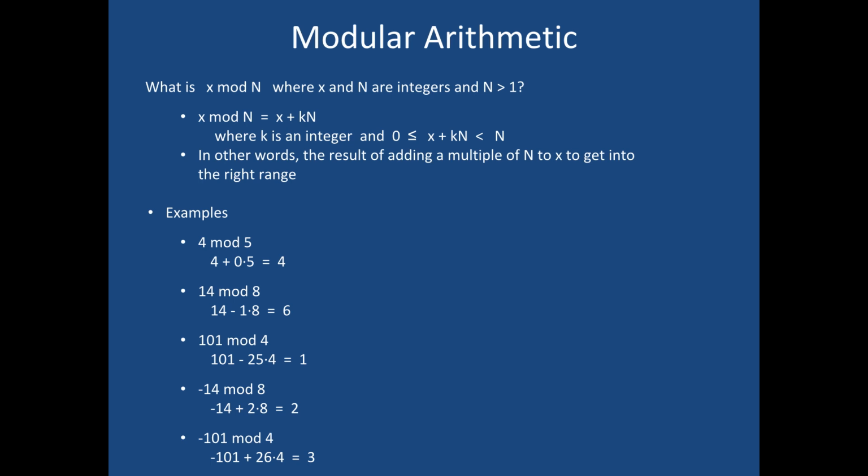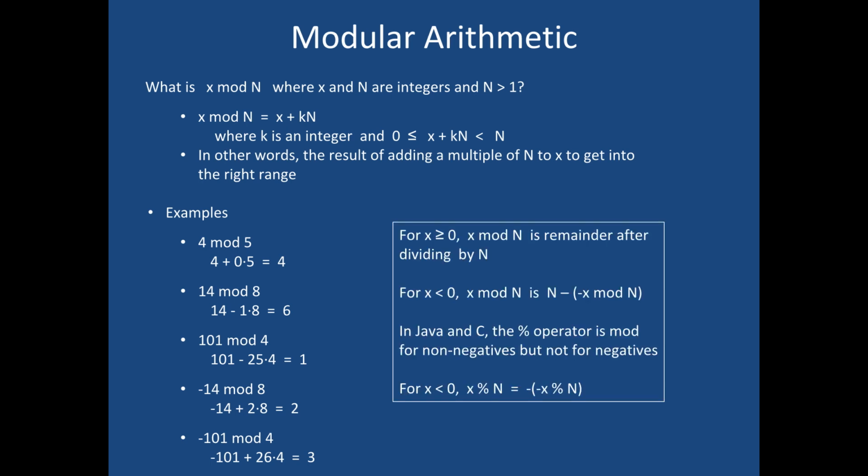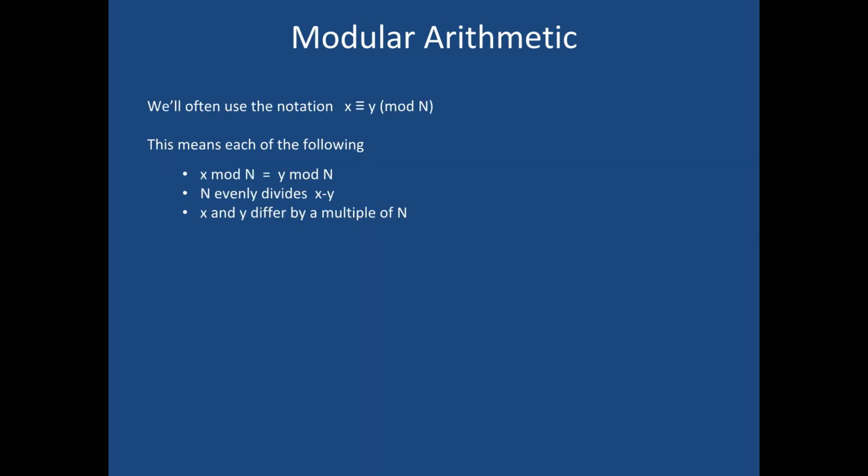C# and Java basically ignore the sign, compute the mod, and then negate the answer, which isn't right. In fact, that's exactly what that says right there. Anyway, that's modulus. That's what modular numbers are.